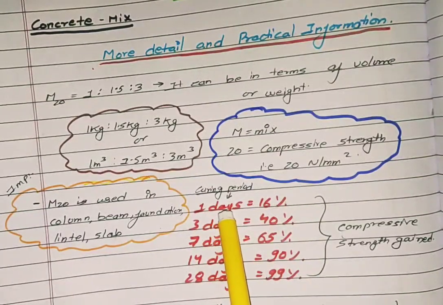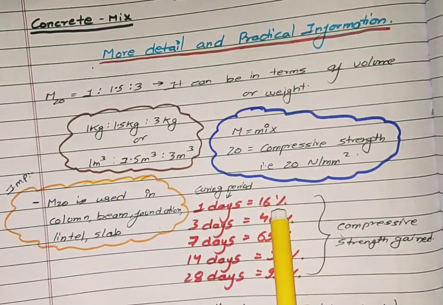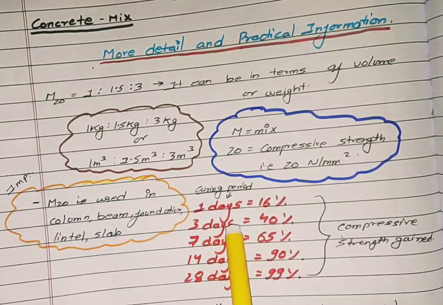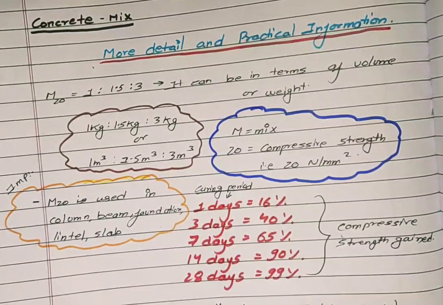After 1 day of fresh concrete curing, we get 16% of compressive strength. For 3 days, we get 40%, 65%, 90%, and at 28 days we get 99%.